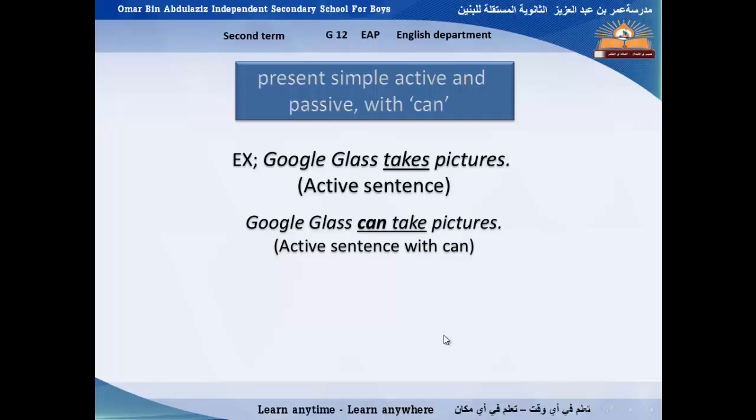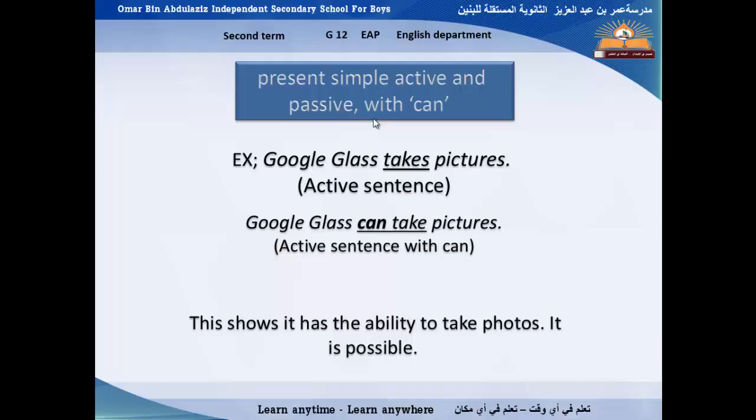The sentence is an active sentence with can. It's active because the subject of the sentence is Google Glass and it's found in the first place of the sentence. In this example, the word can expresses the ability to take photos or pictures. I mean, it's possible for Google Glass to take pictures. So this is the real meaning of the word can, to express the ability.